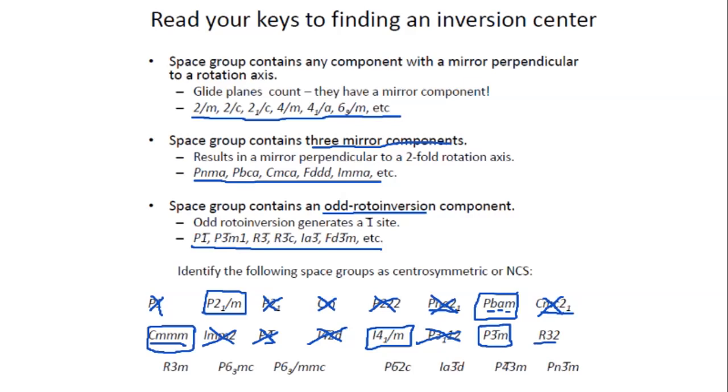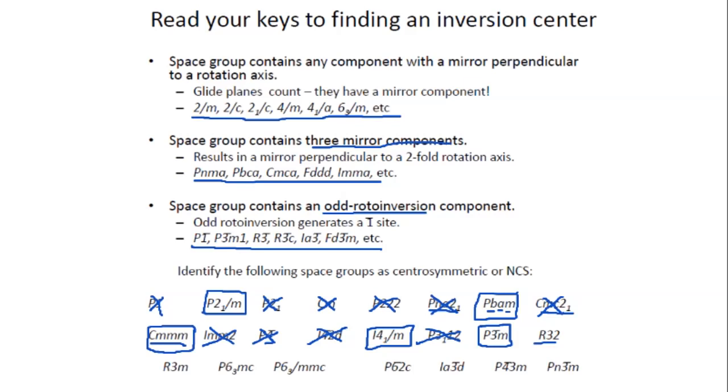I forgot to unmute. So the ones that I've boxed in: P21 upon M has a mirror plane perpendicular to a rotational axis. The ones that I marked off don't meet these 3 requirements. PBAM has 3 perpendicular mirror components, so it's centrosymmetric. CMMM again has 3 perpendicular mirror components, so it's centrosymmetric. I41 upon M has a rotation and a mirror plane perpendicular to that rotational axis, so it's centrosymmetric. P3 bar M, so 3 bar is an odd roto inversion, so it's centrosymmetric. The P4 bar was not centrosymmetric because it's an even roto inversion.